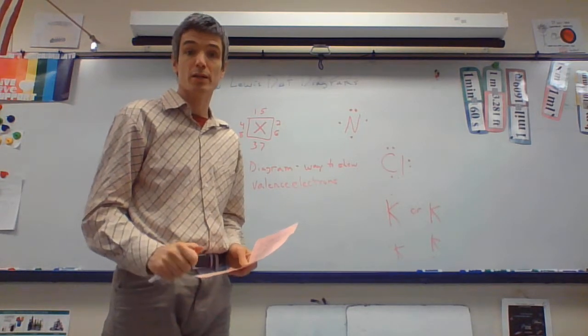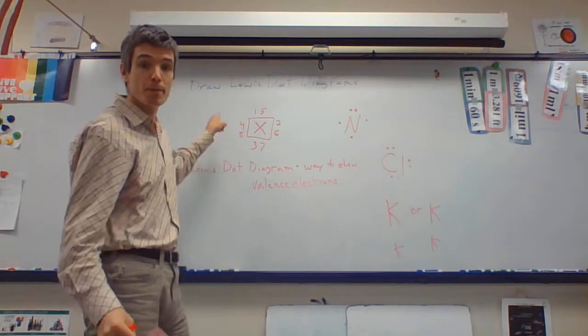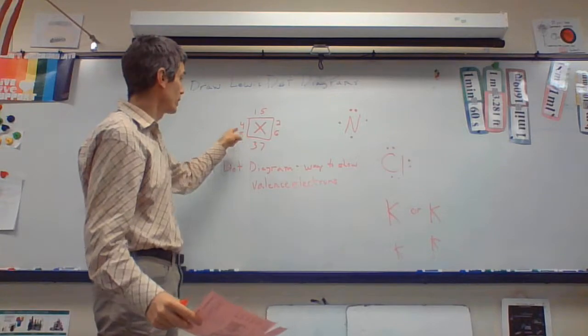And that's how you draw Lewis dot diagrams. Find the element, find its number of valence electrons, and then put it around like the pattern shows.